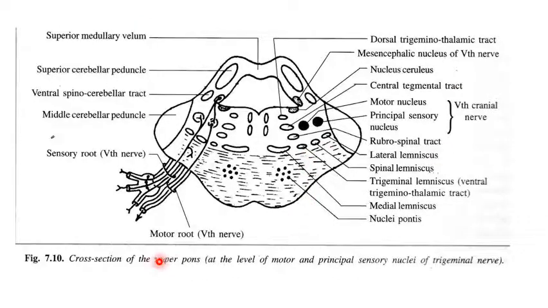Now this is the section of the upper part of the pons at the level of the nuclei of the trigeminal nerve. What is important in this section? It will contain a part of the cavity of the fourth ventricle. Okay, we have studied why it contains a part of the cavity of the fourth ventricle.